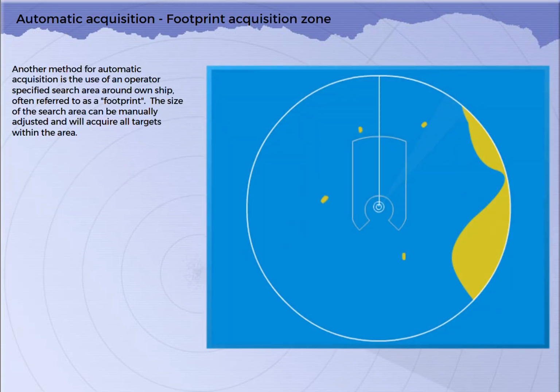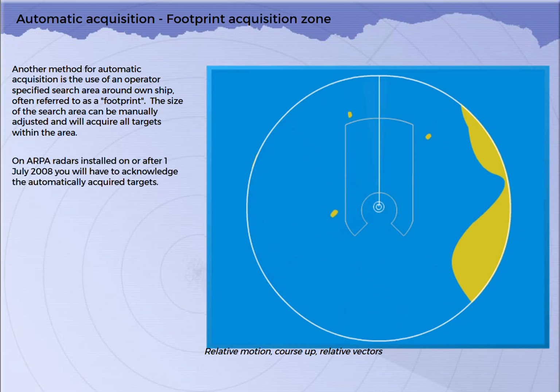Another method for automatic acquisition is the use of an operator-specified search area around own ship, often referred to as a footprint. The size of the search area can be manually adjusted and will acquire all targets within the area. On ARPA radars installed on or after 1st of July 2008, you will have to acknowledge the automatically acquired targets.